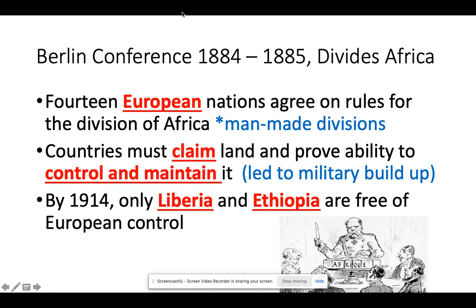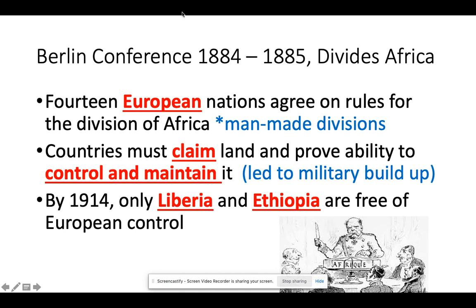They believe in themselves because they're able to go into a non-industrialized area, in a continent that has all of these different kingdoms and different groups of people, and they're able to conquer them in areas where they do not have the technology. By 1914, Liberia and Ethiopia are the only free states in Africa.